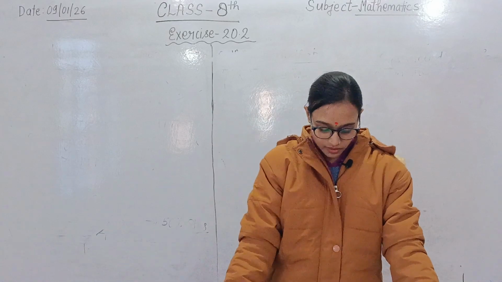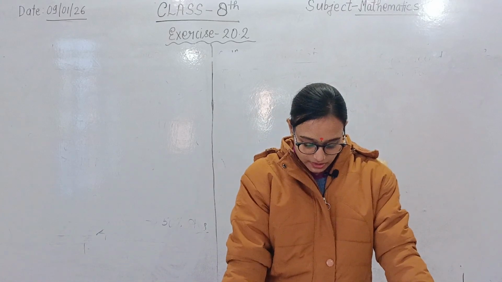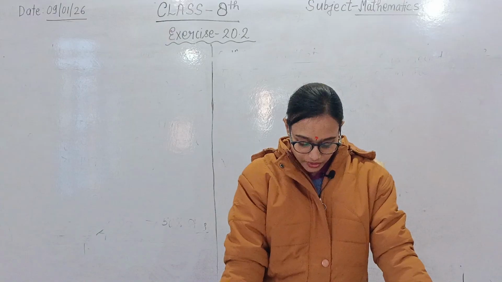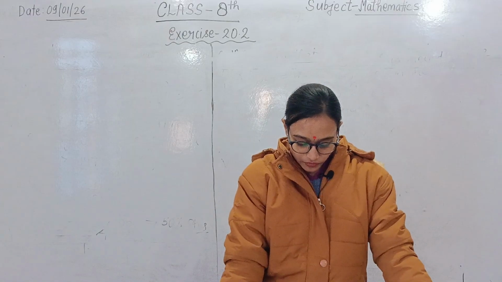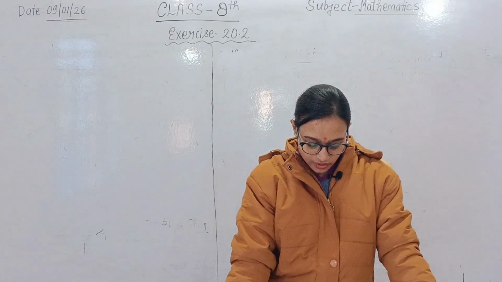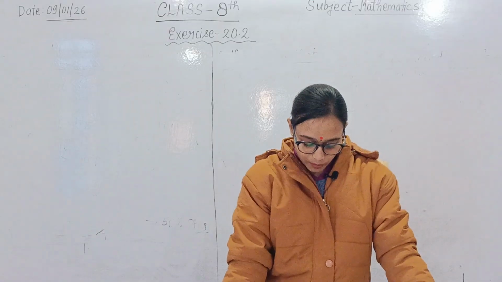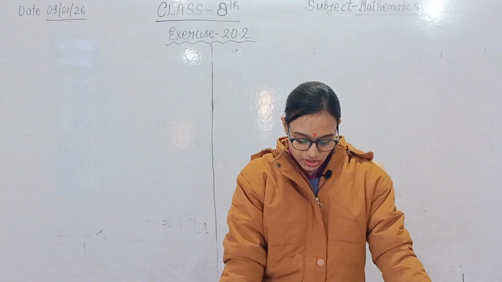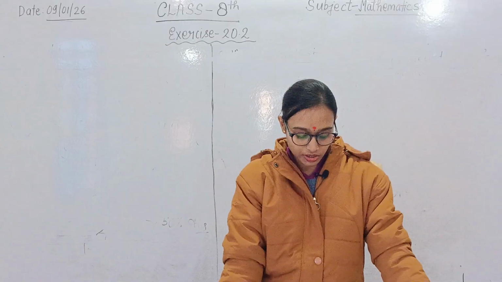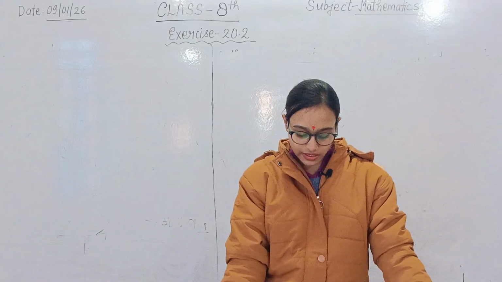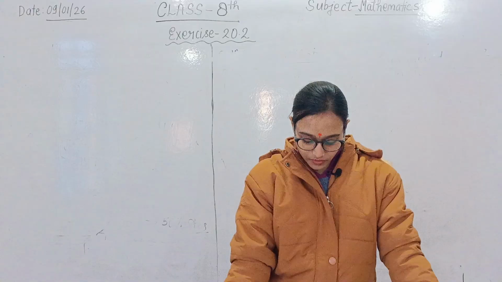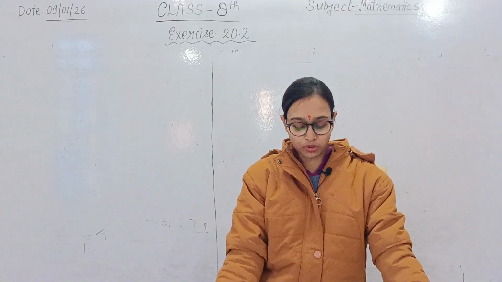Now question number 10. If diameter of right circular cylinder is 18 centimeter with height of 28 centimeter, then find the total surface area of cylinder. Use pi is equals to 3.142. In this question, diameter is given as 18 centimeter. So with the help of diameter, we can easily calculate radius. And height is given as 28 centimeter. We have to find the total surface area.